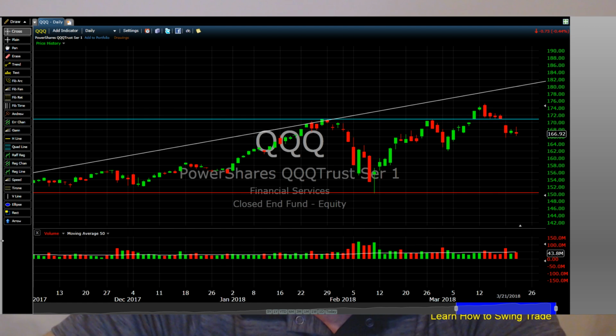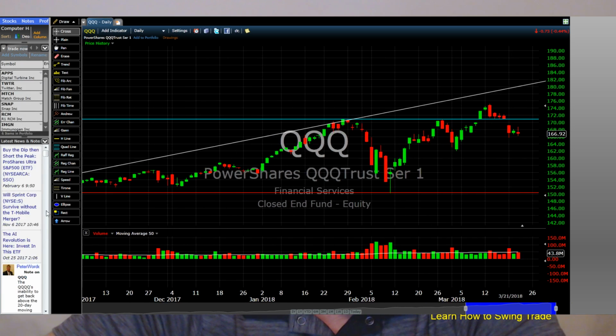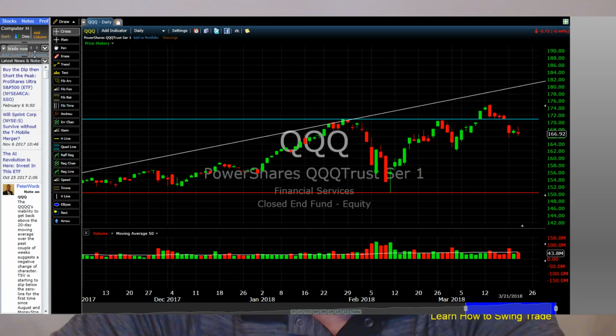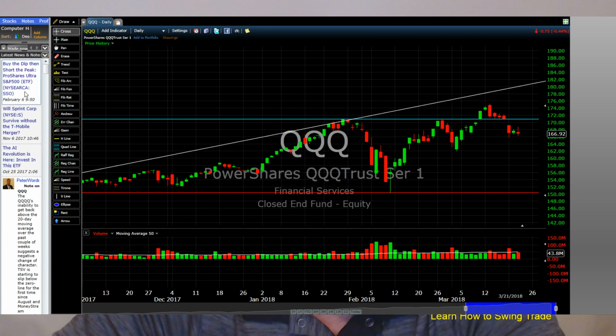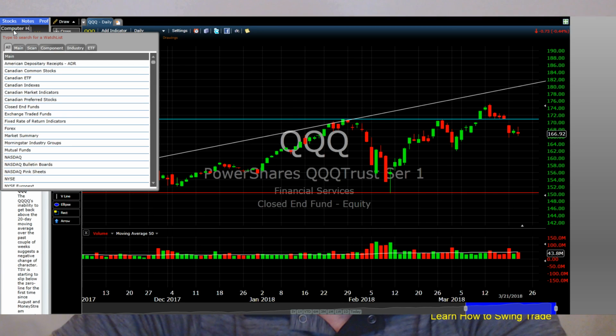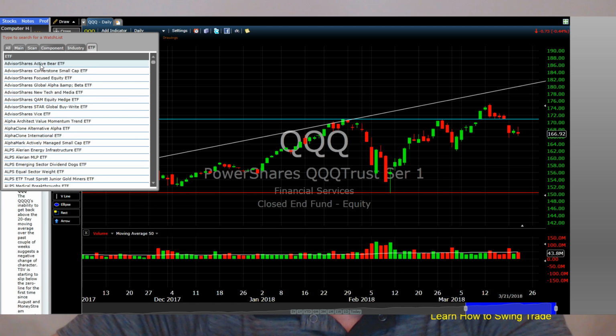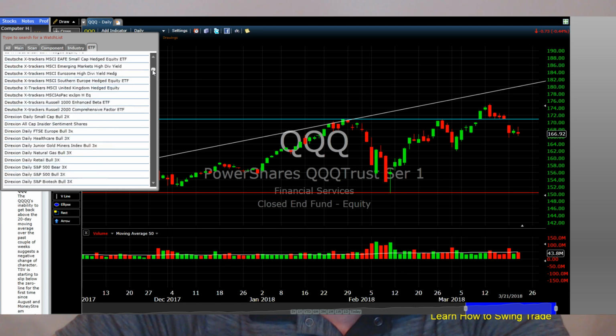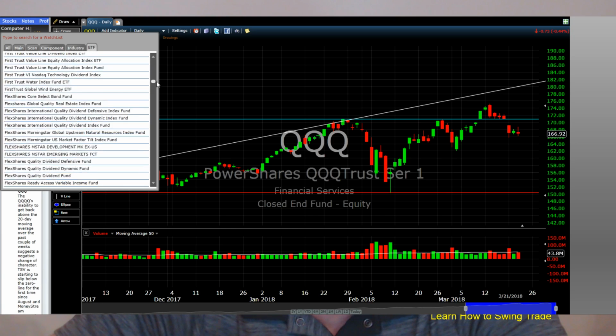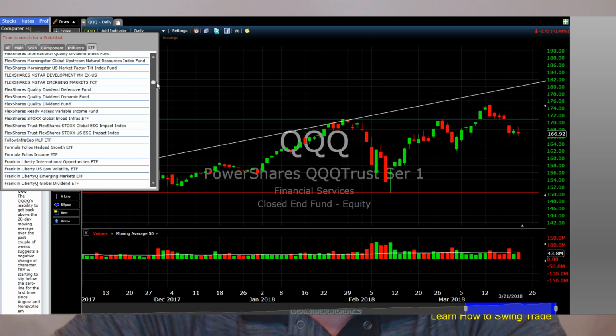So let's see here. If you go to my chart, you find the scan component industry. You find ETF. If you click ETF, you will find all the ETFs here. There are too many, and each year they produce more ETFs. So it depends on you what you want to target.